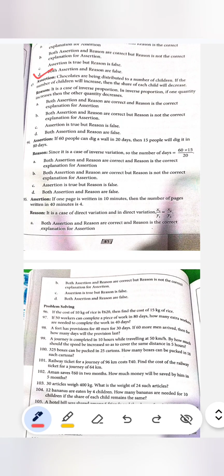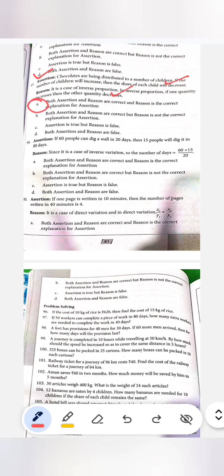Chocolates are being distributed to a number of children. If the number of children will increase, then the share of each child will decrease. Definitely, like a pizza, that portion will be lesser than the previous portion. So it has been said that the share of each child will decrease. Yes, that is correct. Assertion is correct. It is a case of inverse proportion. Yes, and in inverse proportion, if one quantity increases, then the other quantity decreases. Yes, that is also correct. So here option A is the correct answer.